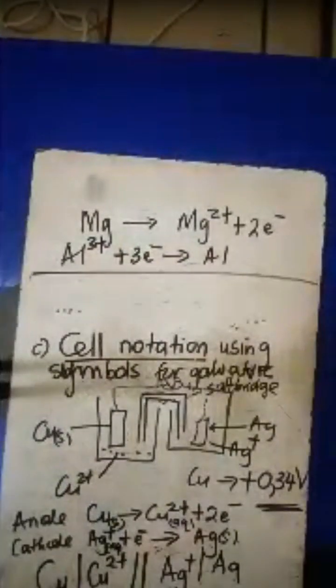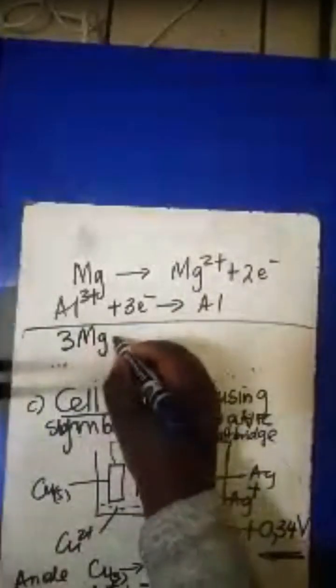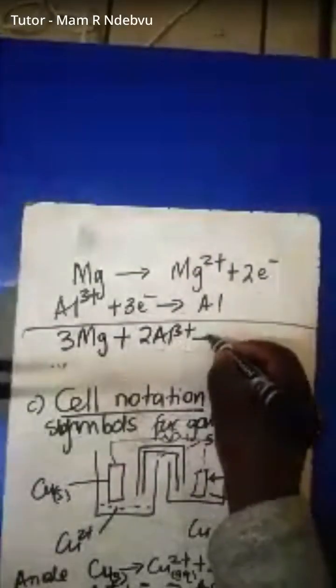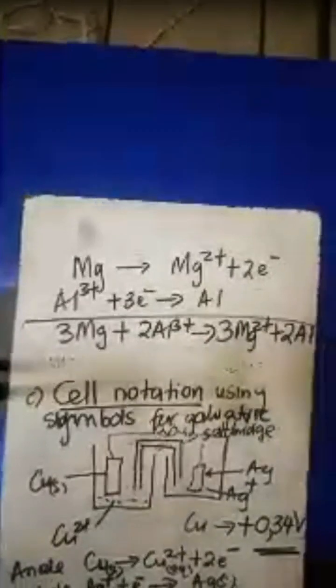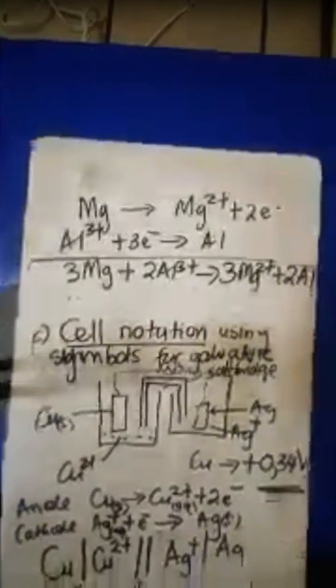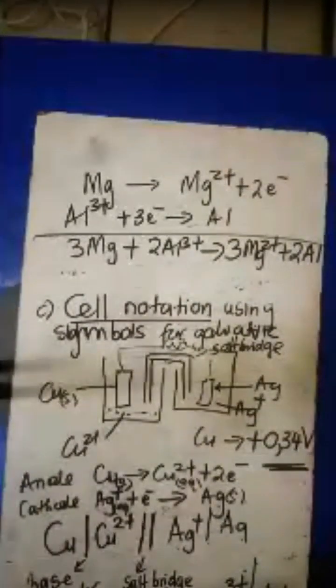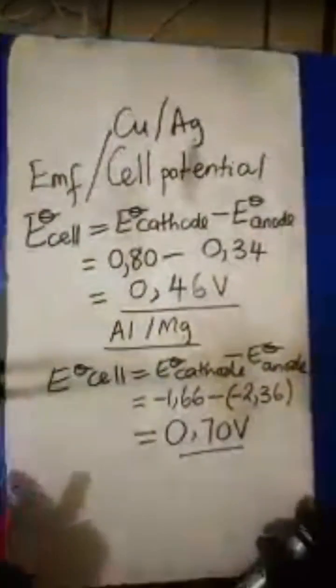As is. So if I want the cell reaction, you still multiply by 3. It's 3 Mg plus 2 Al 3 plus, then you get 3 Mg 2 plus plus 2 Al. Please correct that cell reaction. You were supposed to tell us which one is the anode, which one is the cathode. Take note of that. For the cell reaction, you are balancing the equation. For the cell notation, you are using symbols. For cell potential or EMF, you are calculating the EMF.